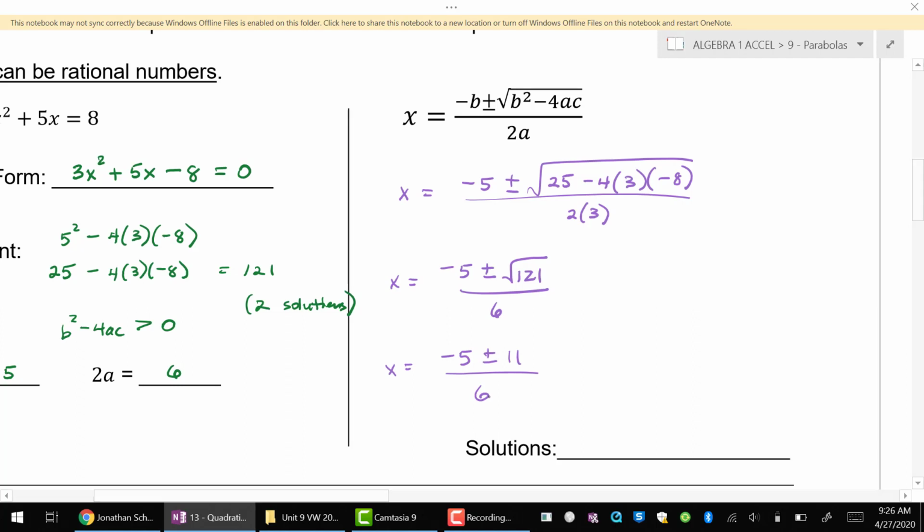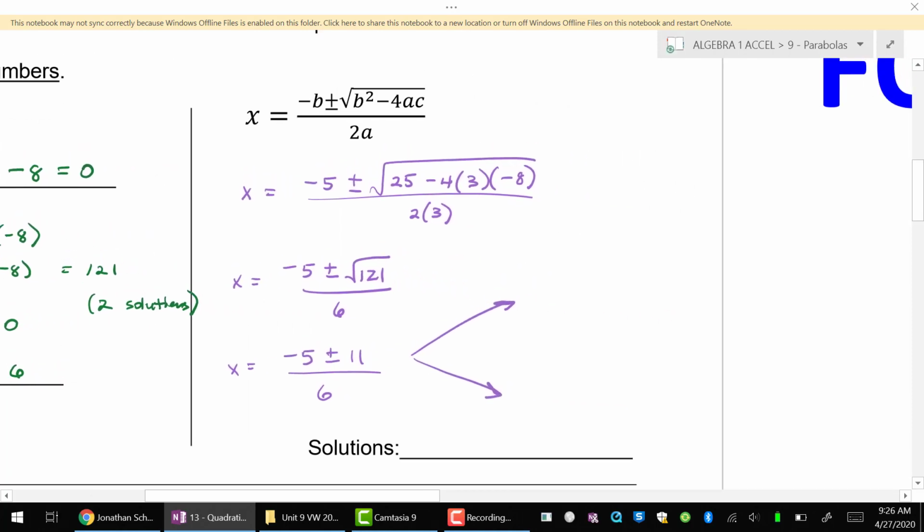I might suggest we draw 2 arrows. So I have -5 plus 11 all over 6. And then down here we have -5 minus 11 all over 6. That plus or minus is important because whenever we take a square root in solving quadratic equations, we need to make sure that we have that plus or minus on the radical. And it just kind of gets carried down into the problem.